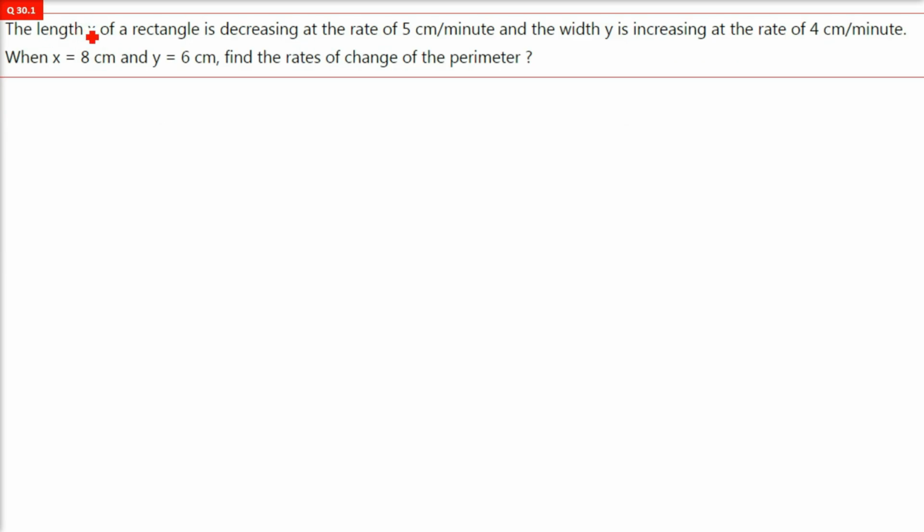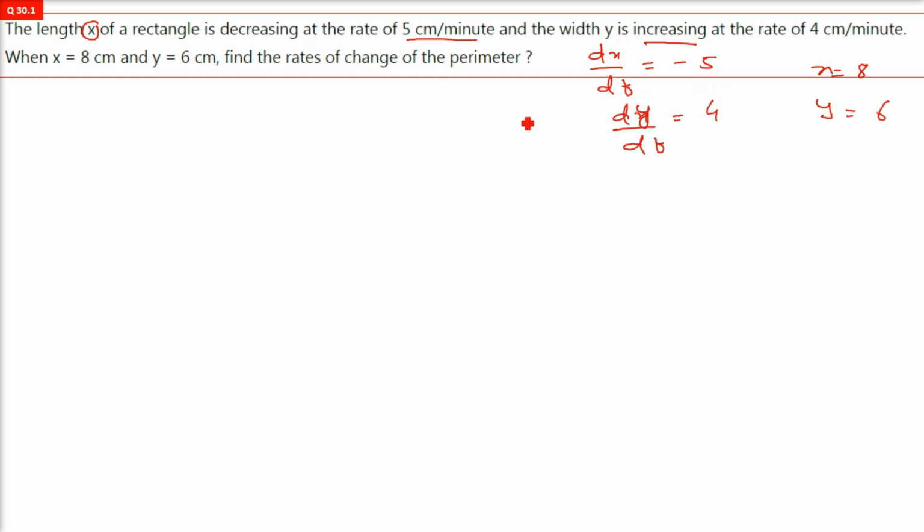The length x of a rectangle is decreasing at the rate of 5 centimeter per minute. So length is dx by dt. This is decreasing, so it has to be negative 5 centimeter per minute. And the width y is increasing at the rate of 4 centimeter per minute. So dx by dt was negative 5, dy by dt, because it is increasing, we have to put it in the positive, it is equal to 4. So when x is equal to 8, y will be equal to 6.